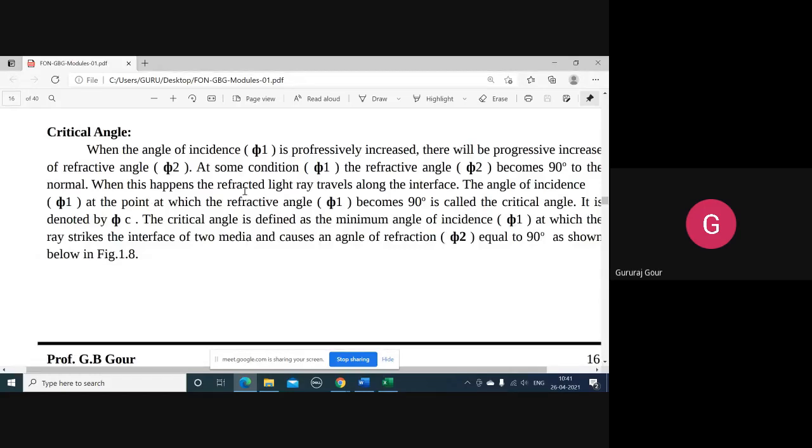So when this happens, the refracted light ray travels along the interface. This is the refracted ray which is traveling along the interface. And the responsible phi 1 incident angle is called the critical angle. Now in this case, phi 1 will become phi c, the critical angle, and phi 2 will become 90 degrees.